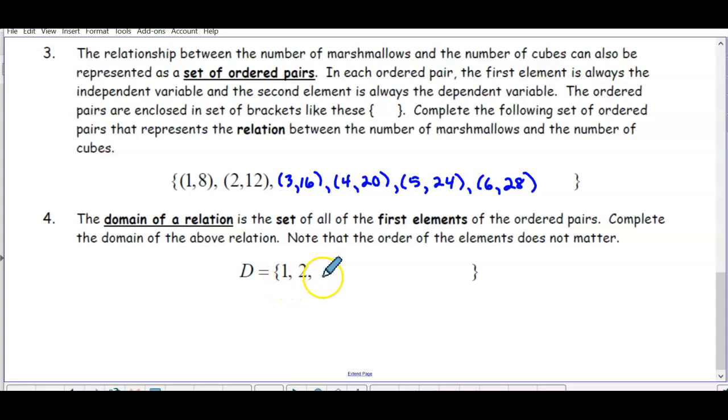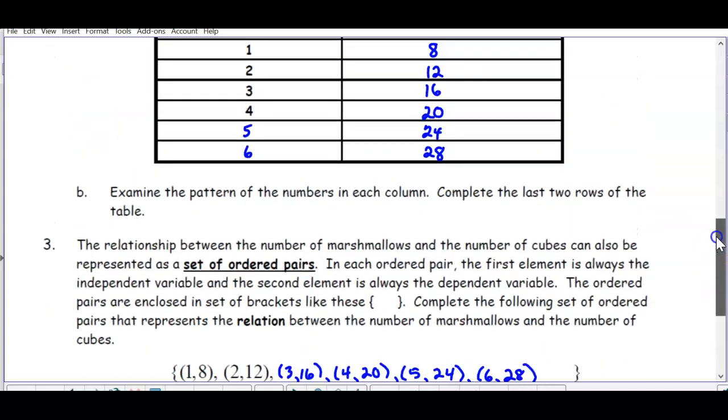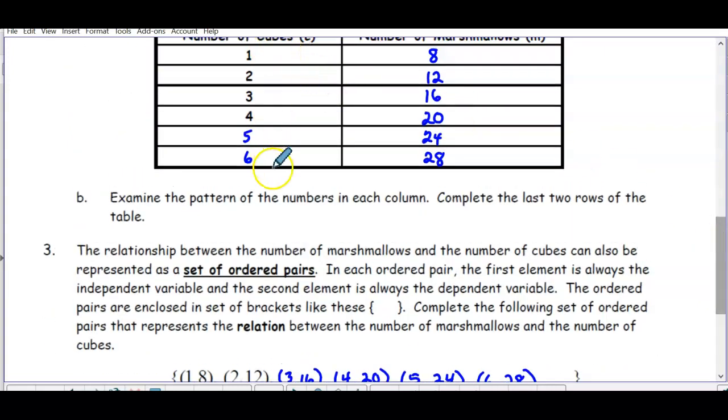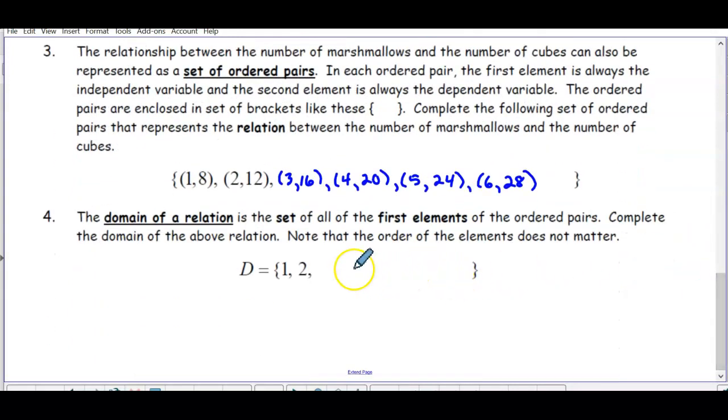It's natural numbers. We can get them from the first elements of your ordered pairs or from the first column of your table of values because those are the independent values. So all you do here is list them. Notice how they're separated by commas because, as I said, they're discrete values, but they're in those set brackets, those squiggly brackets, and it's capital D equals. Okay. Order of the elements does not matter. In this case, no reason to mix them up. So keep them in order if you can. Okay.